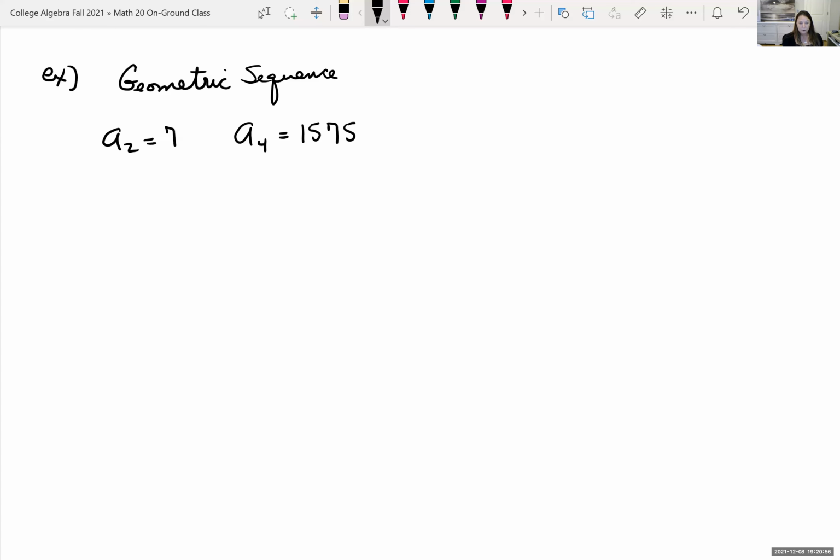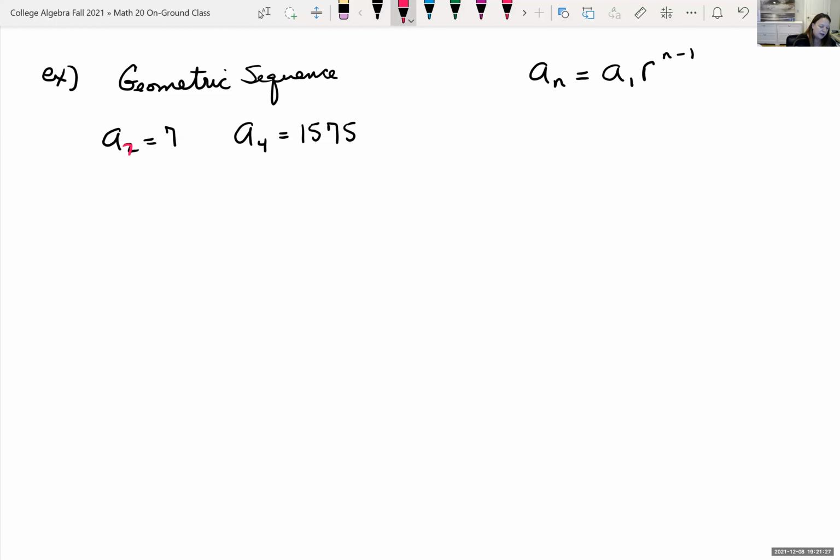So now we're given information about a geometric sequence and we're asked to find the formula for the nth term. We're given that the second term is equal to 7, and we're given that the fourth term is equal to 1,575. So basically we have 2 equations and 2 unknowns. We're going to use the fact that geometric sequences can be written as a sub n is equal to the first term times r raised to the n minus 1 power.